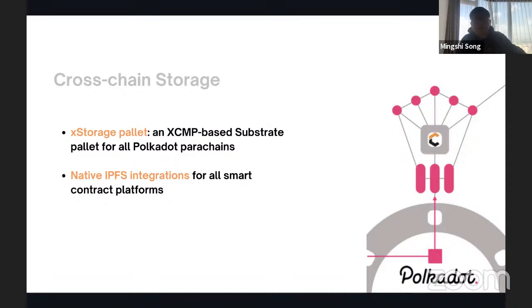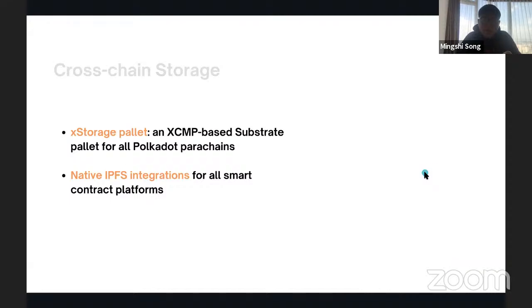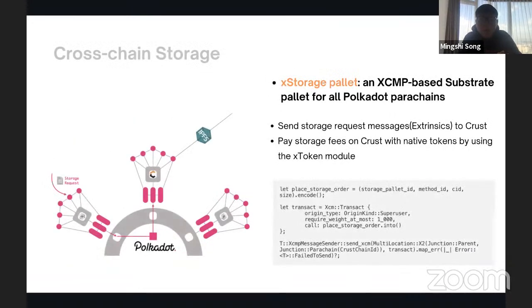Crust Network is trying to provide decentralized storage solutions for users on every blockchain. So there is a need for cross-chain. To achieve this goal, Crust has implemented it through two ways. The first way is the XStorage pallet. The second way is native IPFS integration for all smart contract platforms. Let's go deeper into this topic.